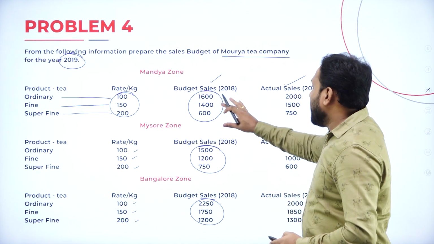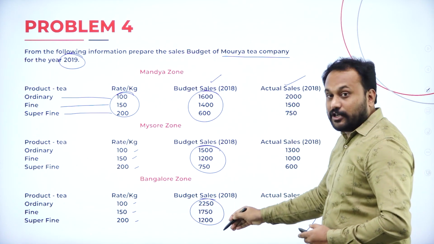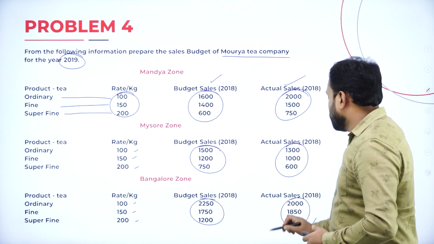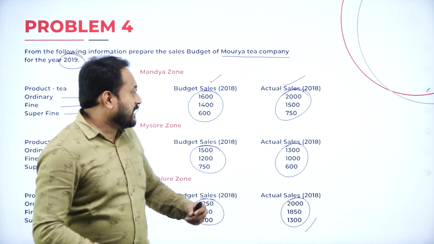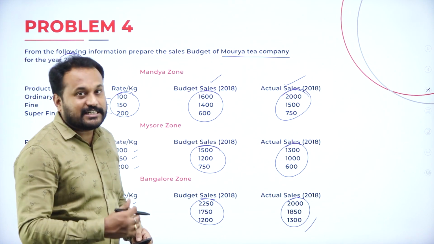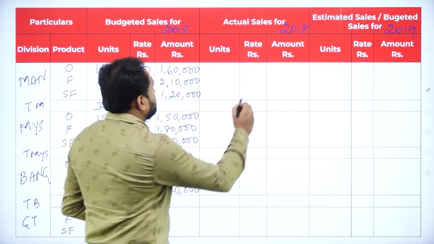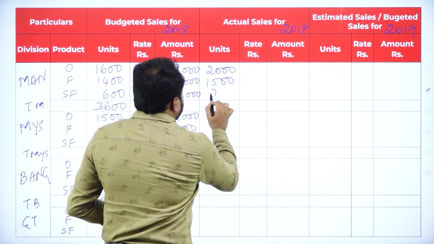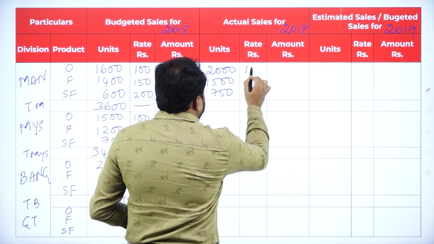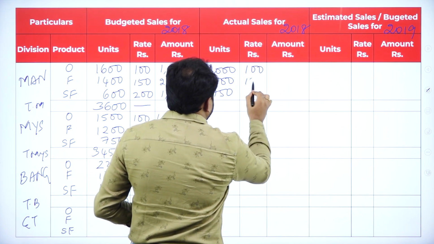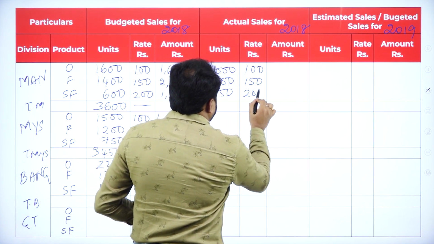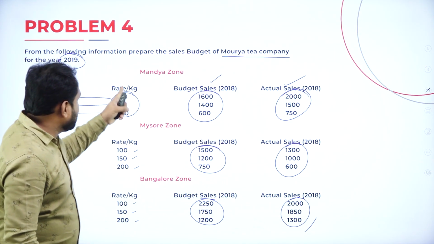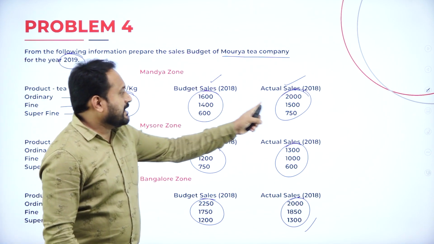Next we have actuals. Let's go with the actuals. Now budgeted is all done. All these things you are supposed to write in the actuals. That is, here we have 2,000, 1,500 and 750. The rates are the same, 100, then 150 and here 200. See here they have not given the rates, but here the rates are there. The rates are the same for budgeted and actual.